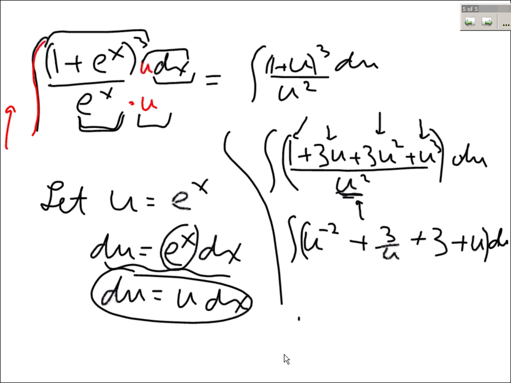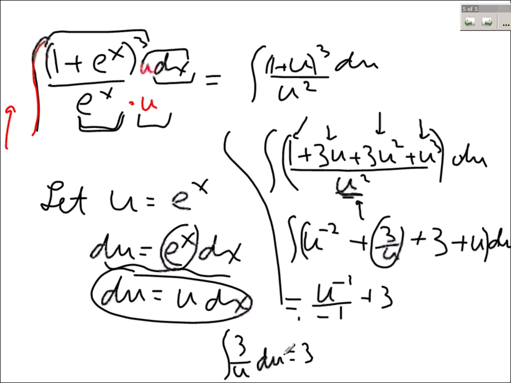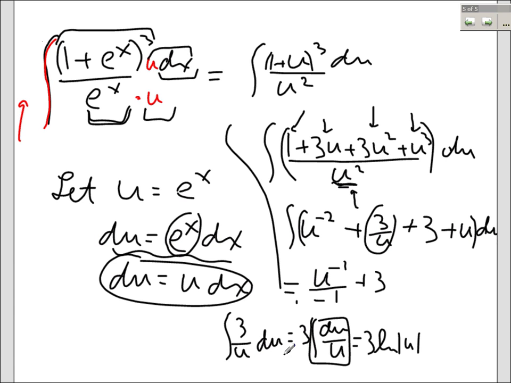So this is what I really want to integrate. The first integral is u to a power. You add 1 to that power, divide by the new power, negative 1. Plus this integral. I'll factor the 3 out. The integral of 3 over u du is 3 times the integral of du over u. But you're supposed to know this integral: ln, the absolute value of u. So it's 3 times ln of the absolute value of u, plus 3u. The integral of u is u squared over 2, because u is u to the 1.